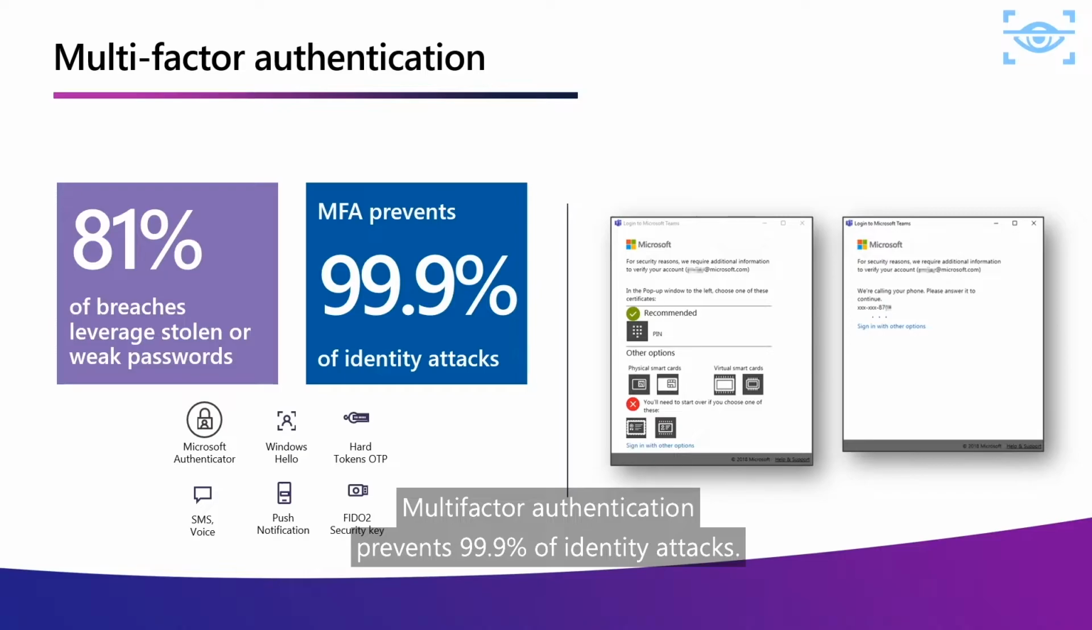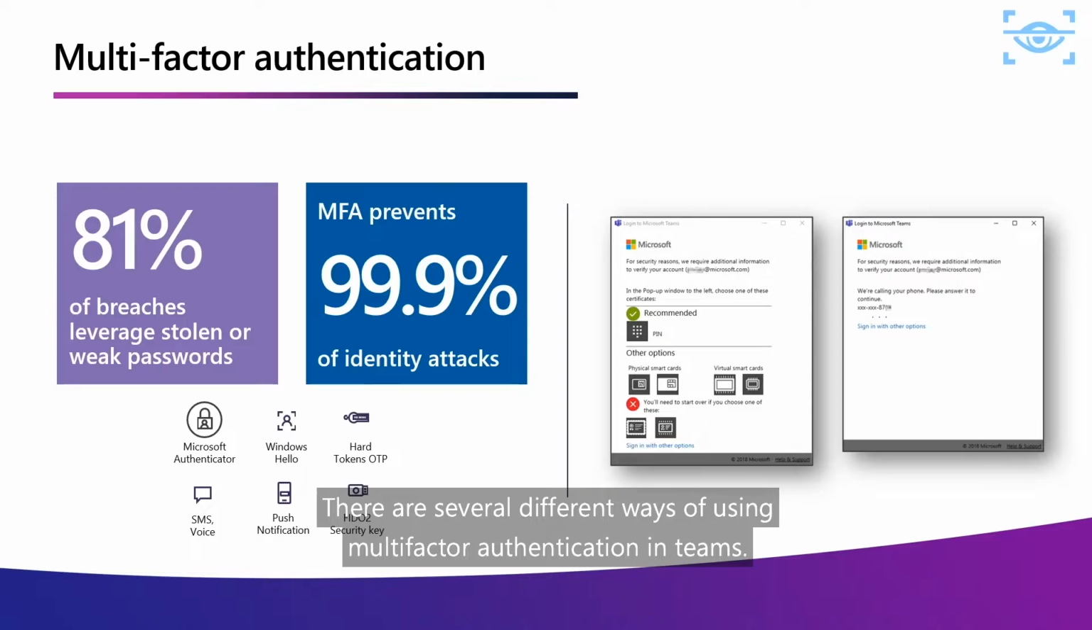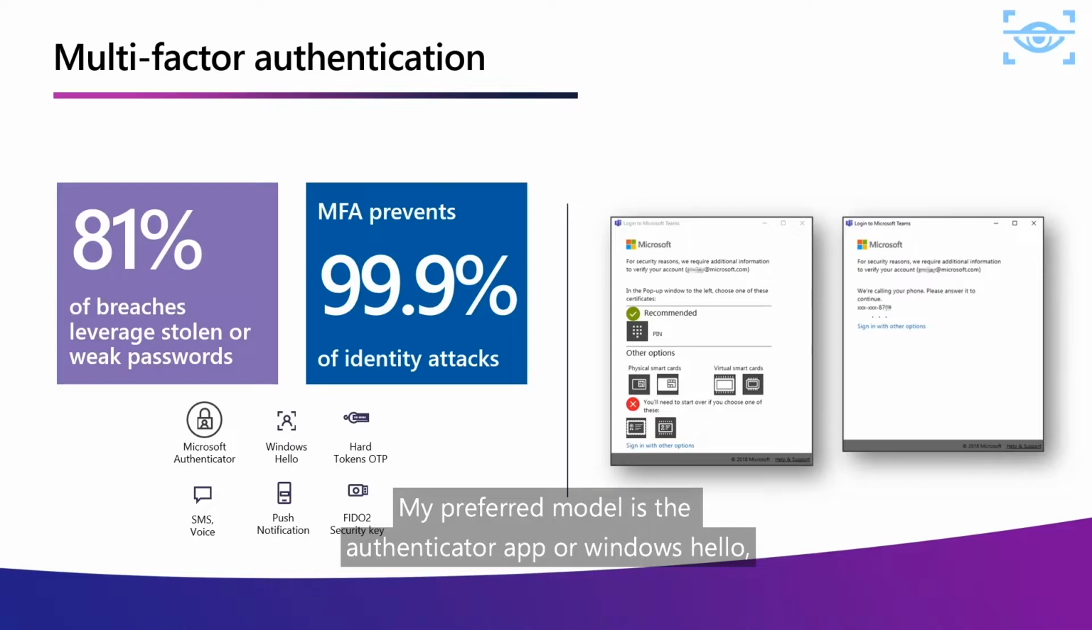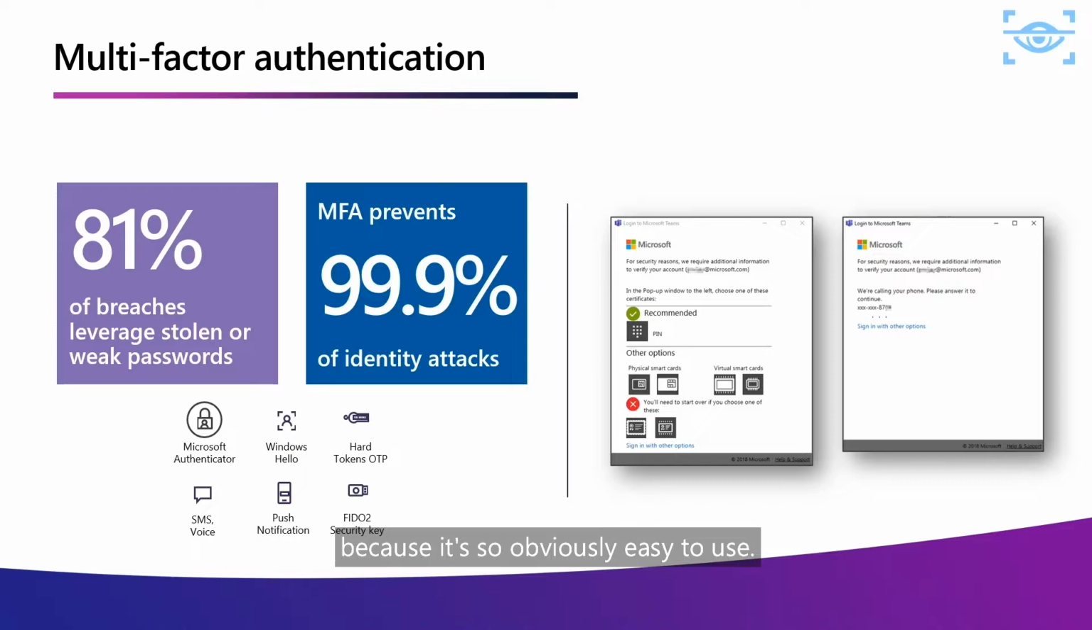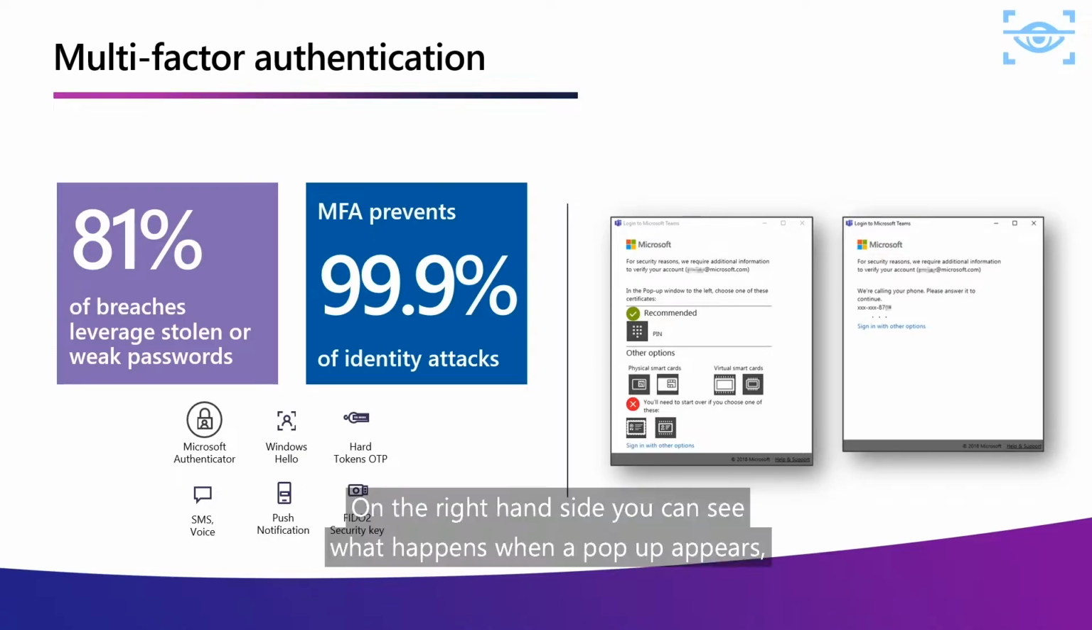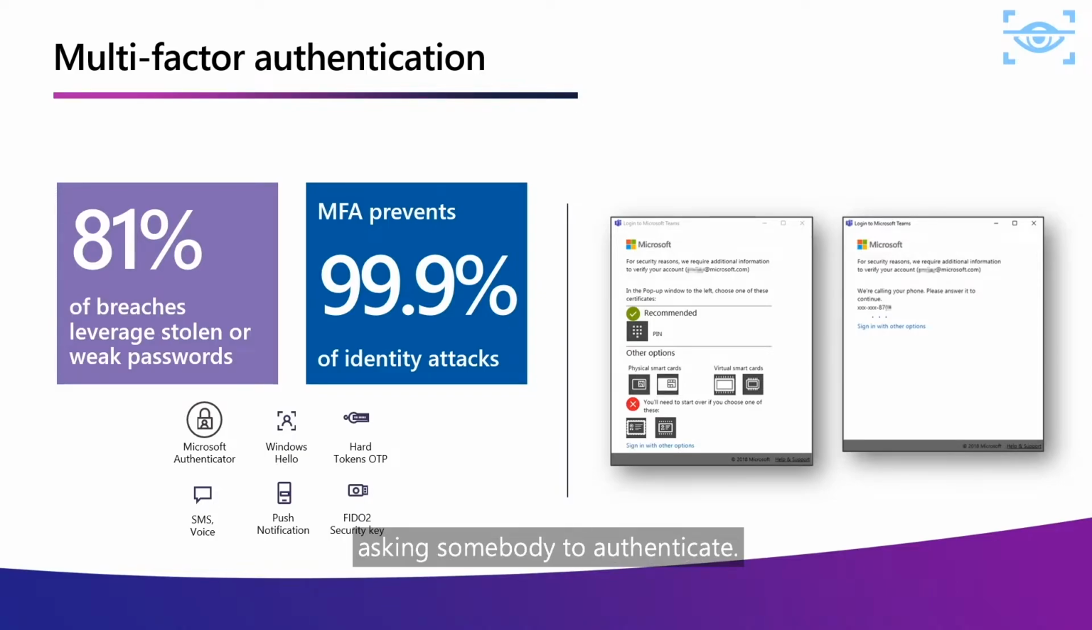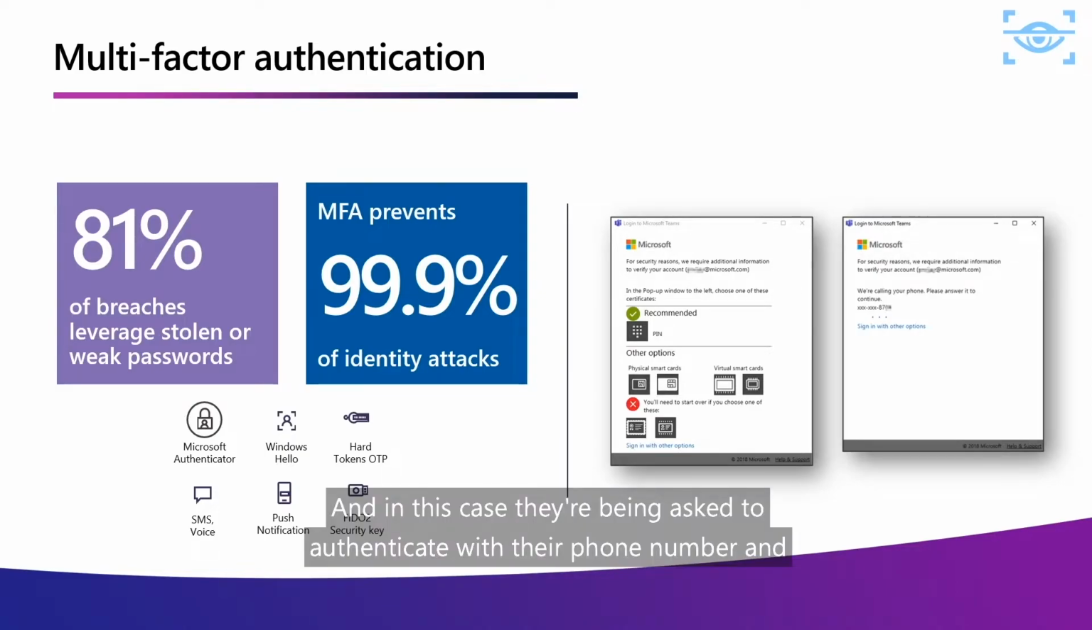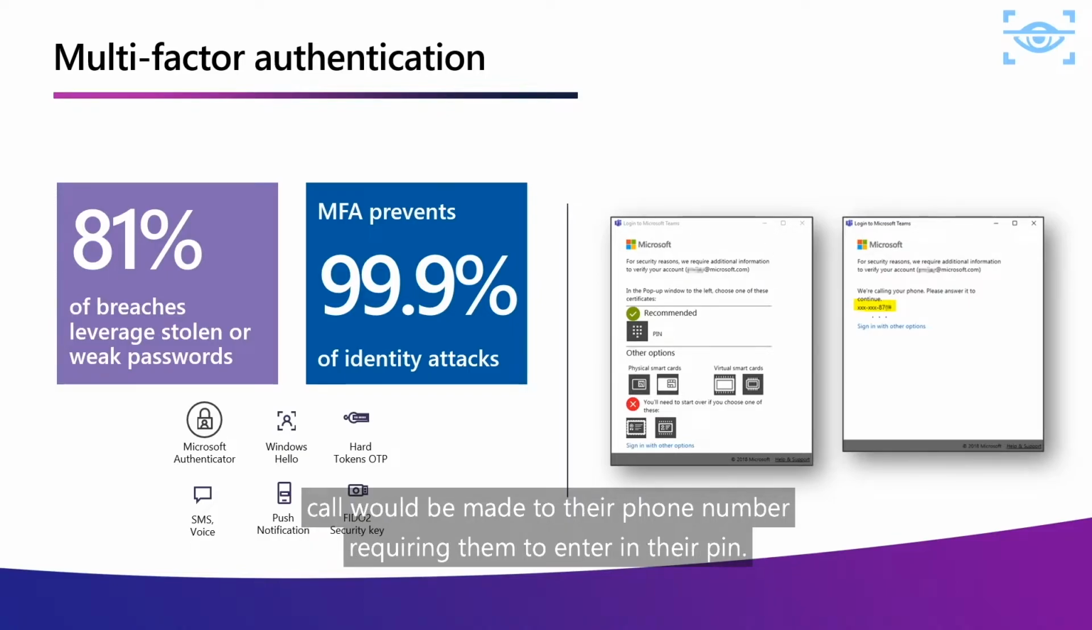Multi-factor authentication prevents 99.9% of identity attacks. There are several different ways of using multi-factor authentication in Teams. My preferred model is the Authenticator app or Windows Hello, because it's so obviously easy to use. On the right-hand side, you can see what happens when a pop-up appears asking somebody to authenticate. And in this case, they're being asked to authenticate with their phone number, and a text message will be sent to their phone number, or in this case, a telephone call will be made to their phone number requiring them to enter in their PIN.